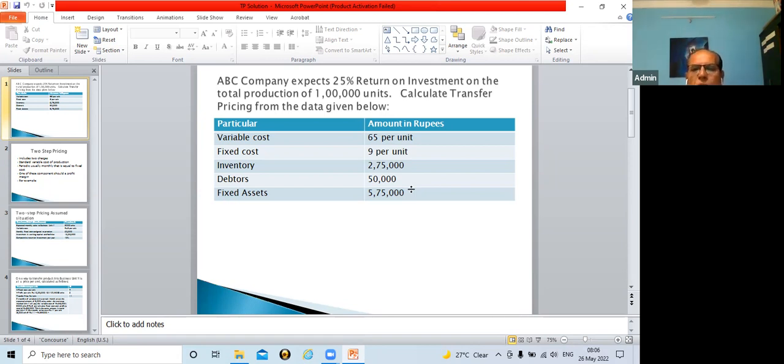May I know how we have solved this numerical? Do you remember? Can you share me the steps? Because this kind of cases are expected in examination. Can you share me the steps which we have followed yesterday?